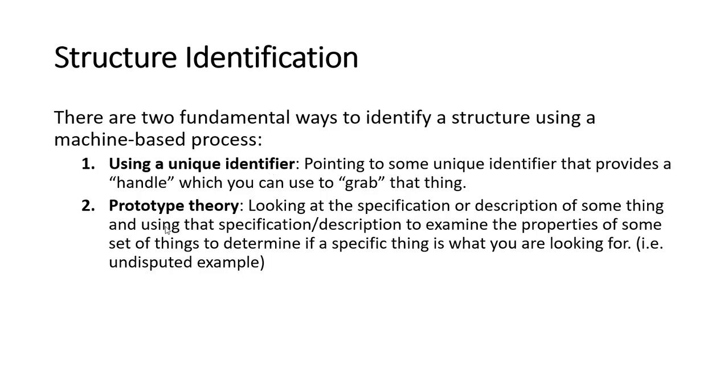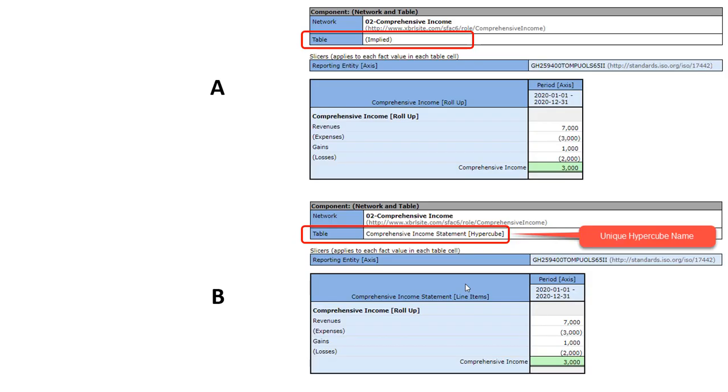The second is prototype theory. What prototype theory says is that if you have a specification for something, then you can use that specification to go and find it, even though it doesn't have a name. Now you have to give the specification a name, but if you have a specific disclosure and the characteristics of the disclosure are described somewhere, then you can effectively identify a structure and then know what that structure is that you're working with.